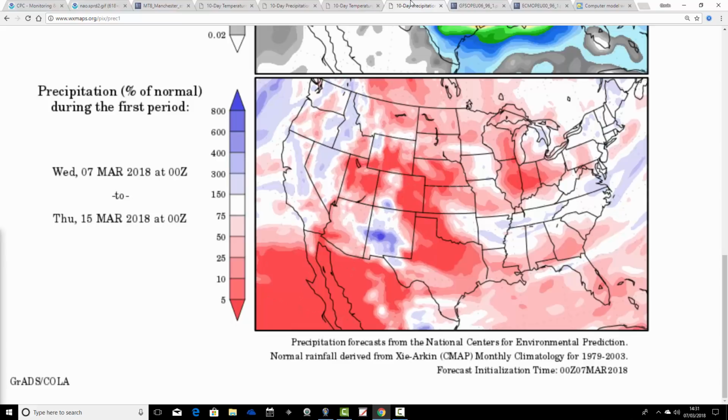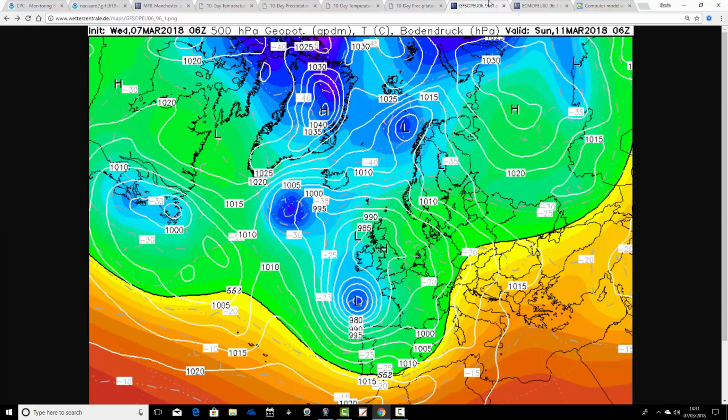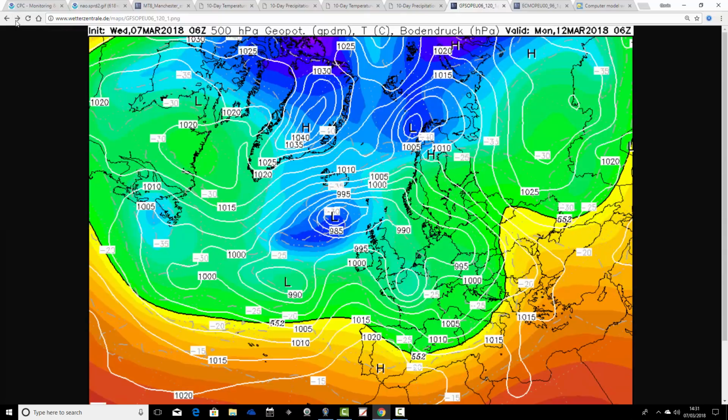Precipitation anomalies for America generally coming out across most parts of the states drier than average. So not going to be driving average here. This is how the GFS is looking for Sunday. Low pressure is around the Bay of Biscay. Could be threatening heavy rain and gales into the far south, southwest by the end of Sunday.